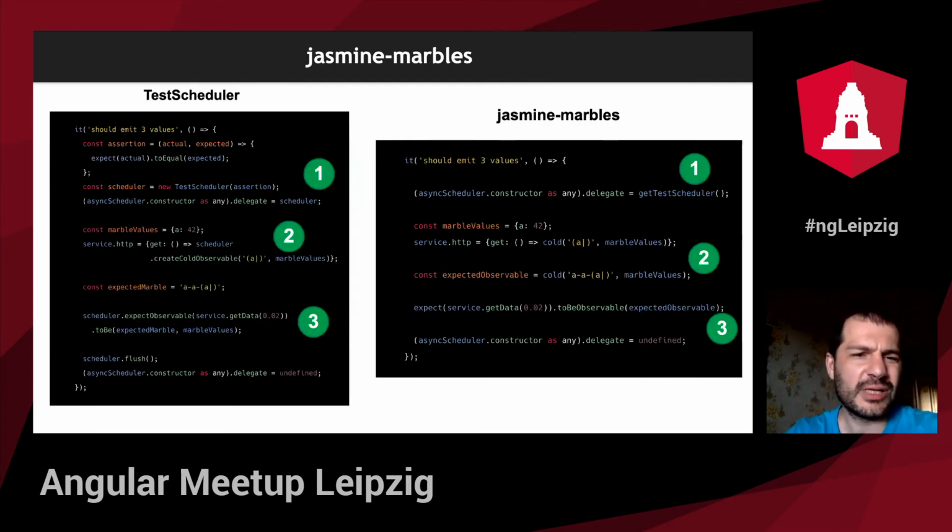To understand how jasmine-marbles can reduce code boilerplate, let's compare tests done with TestScheduler and with jasmine-marbles. In examples with jasmine-marbles, we should not create a TestScheduler instance by ourselves. The library does it implicitly. But we still can get the TestScheduler instance with the getTestScheduler helper function.